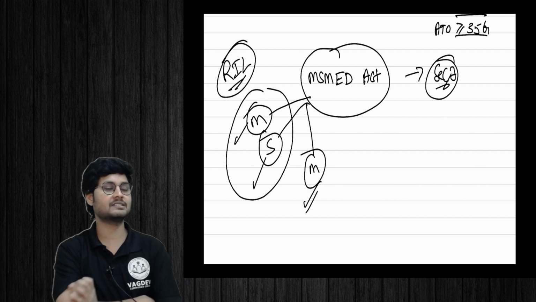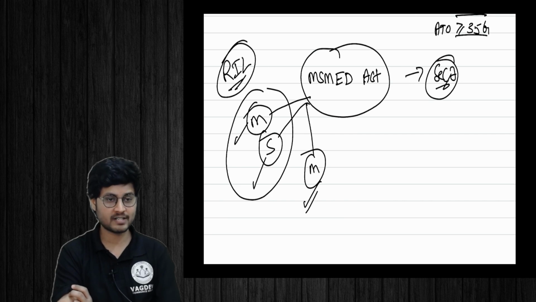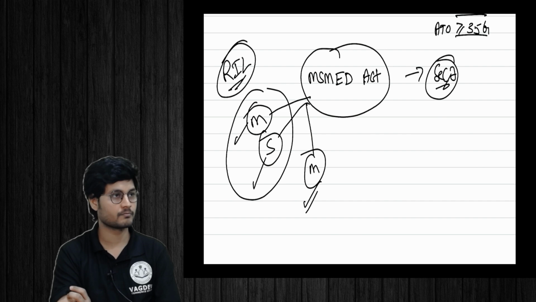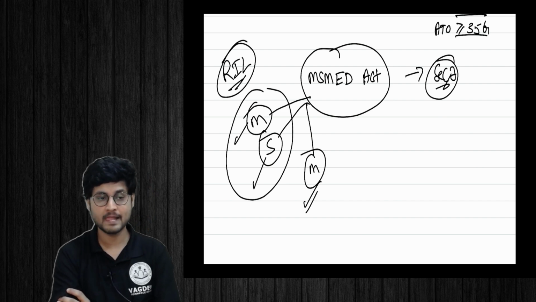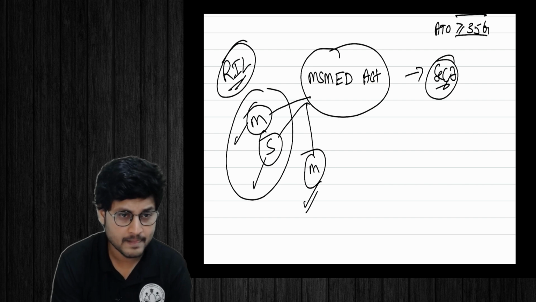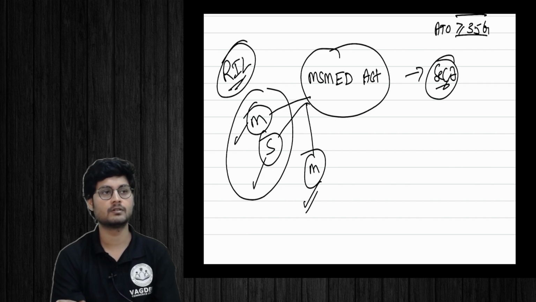Supply of products is generally not applicable. For rule 3, supply means what? Trading.